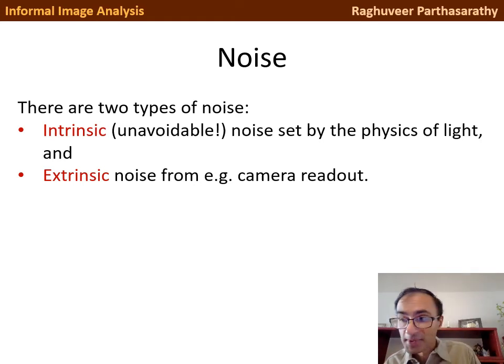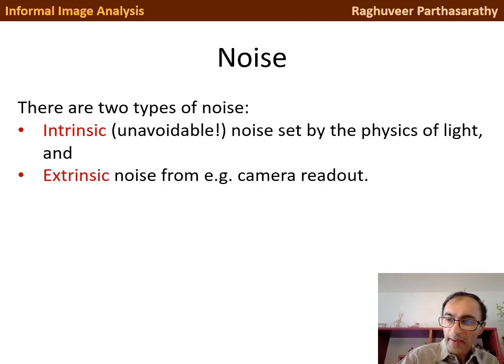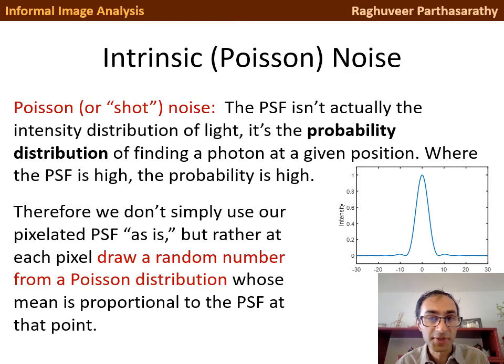So that's still not what we see, because there's also noise. And this noise is also very fundamental. There's two types of it. One is really set by the basic physics of light and is fundamentally unavoidable. And the other comes from the camera. So let's talk about the intrinsic noise first.